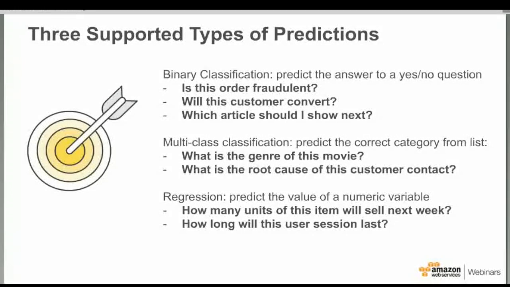So an example of binary classification problem is: is this order fraudulent? Yes or no? Will this customer convert, for example, from free to paid tier? Yes or no? Which article should I show next? That doesn't seem like a yes or no answer. But what you have to keep in mind is along with a yes or no answer, you also get a confidence score.